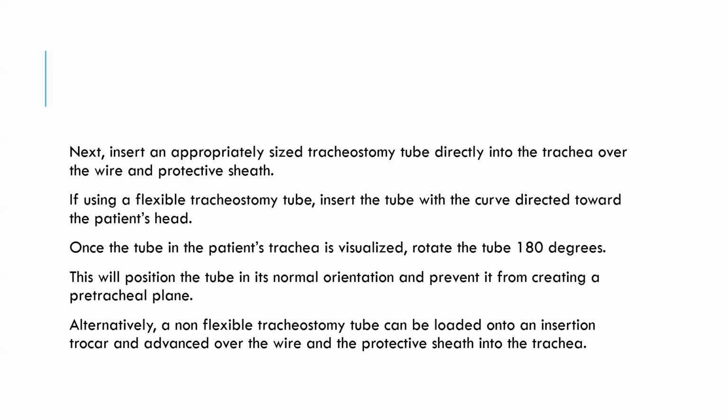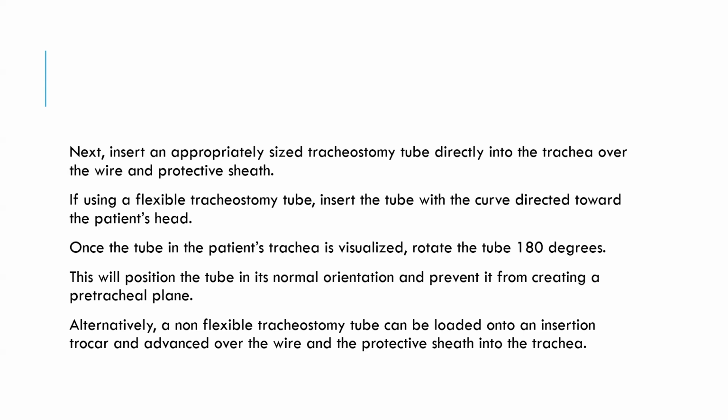If using a flexible tracheostomy tube, insert the tube with the curve directed towards the patient. Once the tube in the patient's trachea is visualized, rotate the tube 180 degrees. This will position the tube in its normal orientation and prevent it from creating a pretracheal plane.